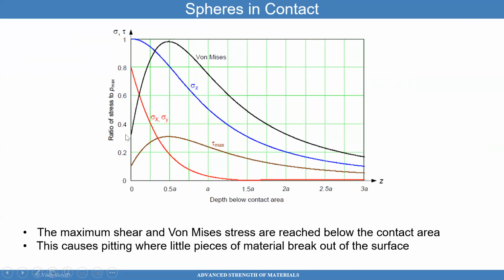What you notice here is that the max shear stress reaches a peak value at about half A, and the von Mises stress also reaches a peak value here near the top. You can see here that the high stress is not occurring on the surface, rather it is occurring just below the surface. Because of that, you actually see pitting in a lot of situations, where you get spalling and pitting and materials coming apart at that surface. That's occurring because the highest stress is occurring deeper into the material.